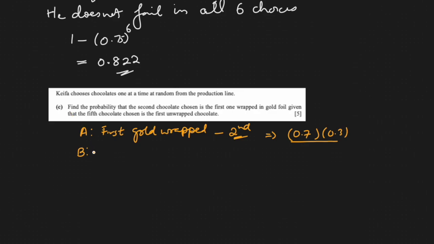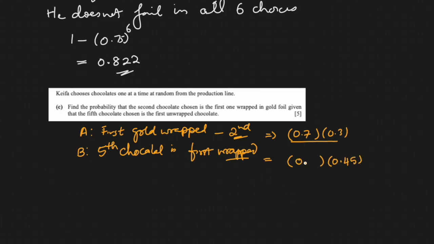Given that B is the fifth chocolate is the first unwrapped. That means there will be 4 something else and the fifth one will be unwrapped, which was 0.45. That means 0.55 will be the first 4 ones. Okay, I'm just trying to understand this.